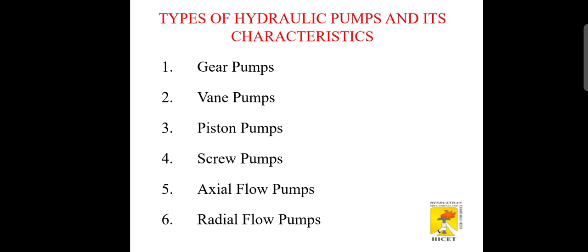Next one is radial flow pumps. Radial flow pumps have a rotating impeller that moves fluid outwards from the pump center to the pump's periphery. The main characteristic of radial pumps is that they are used in applications requiring a combination of moderate pressure and moderate flow rate. So these are the various types of pumps and their characteristics.